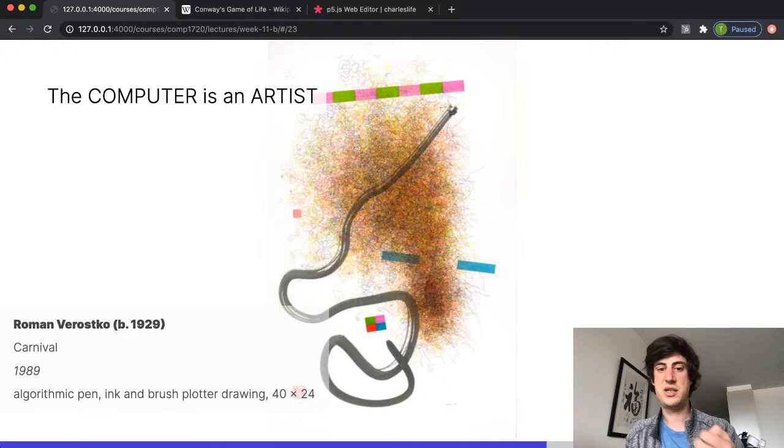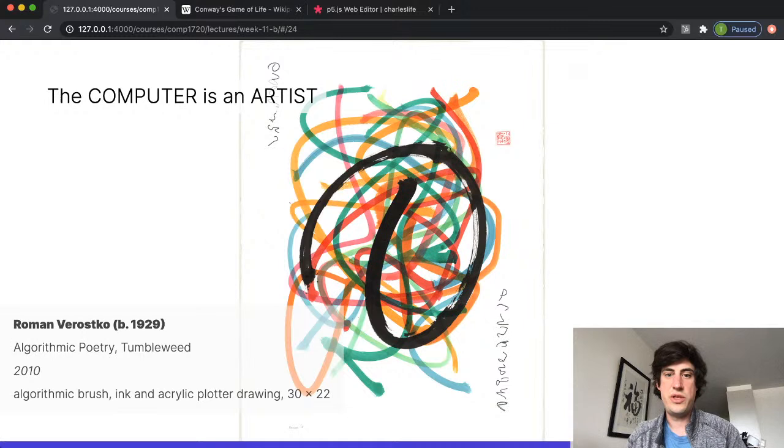And you know that it's not just about Western ideals of brushwork, but also, very knowingly, Roman Verostko has placed a calligraphic looking red square stamp, characteristic of Chinese painting, in the almost upper right corner, and these vertical calligraphic marks that the plotter has drawn with the felt tip pen, but then overlaid these various brush marks in an algorithmic form.